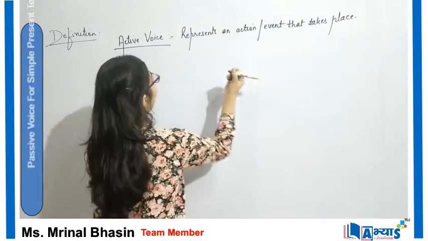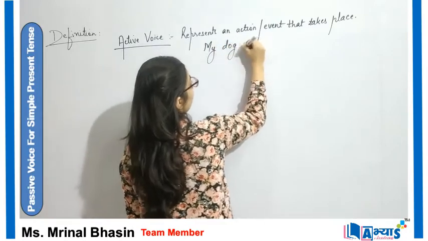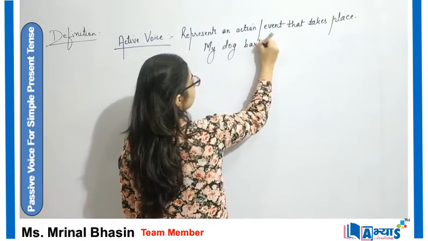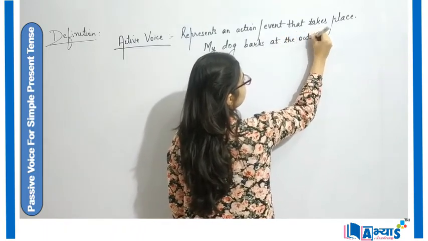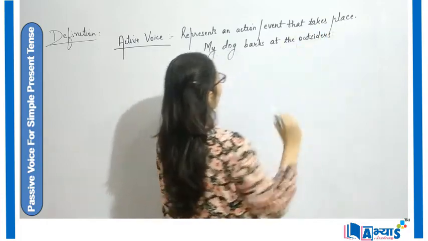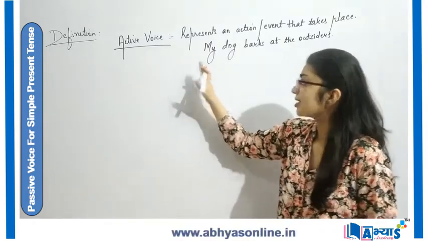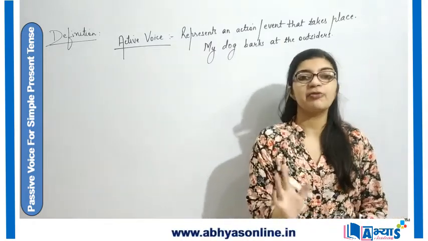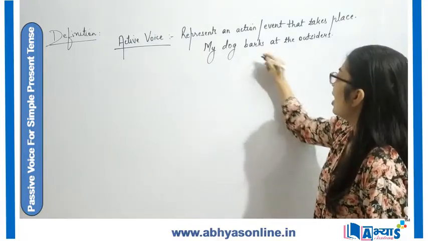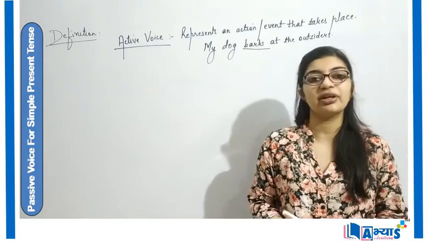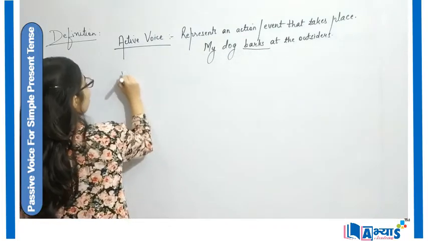For example, I say, my dog barks at the outsiders. Now this is the most simple sentence that can be formed, and this simply represents the action performed by the dog, right? That my dog barks at the outsider. So the action performed over here is bark, a simple sentence, right? Now let us discuss passive voice.